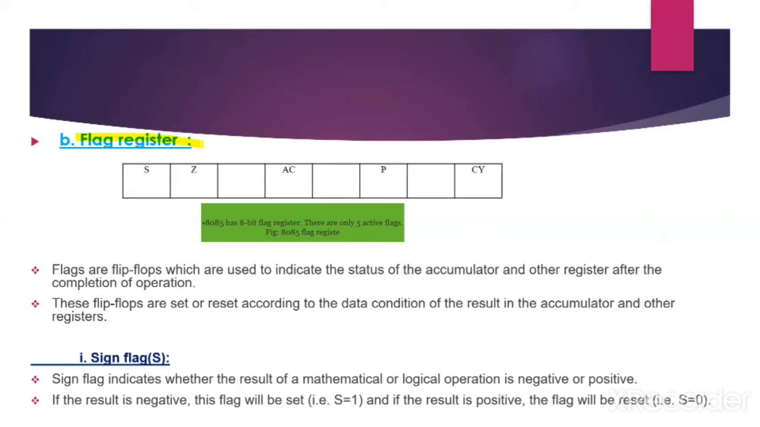If the mathematical operation is 2 minus 6, means result is minus 4. In that condition, sign flag is set to 1. That means result is negative. If operation is 2 plus 5, means result is positive. At that time, sign flag is set to 0, means S is equal to 0.